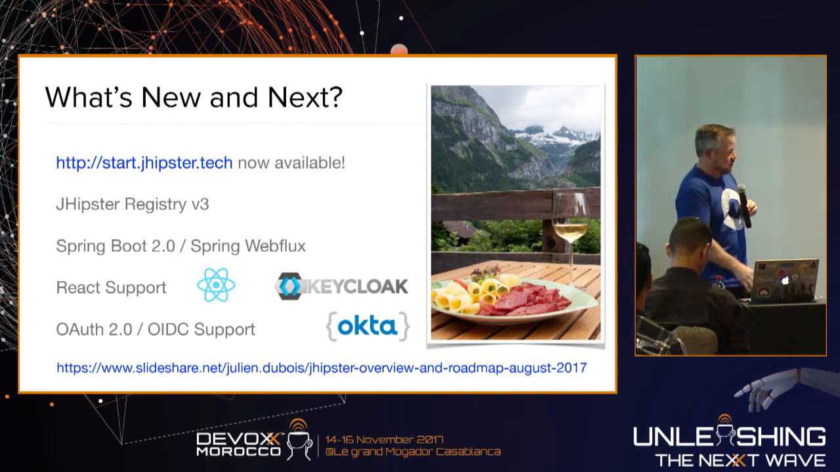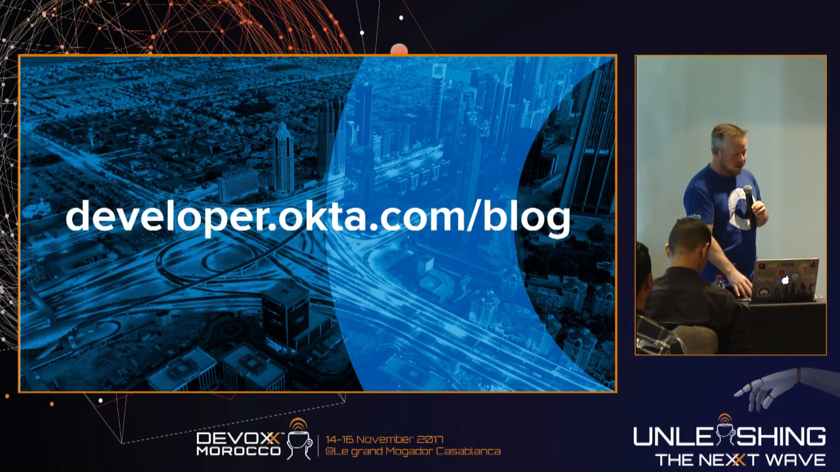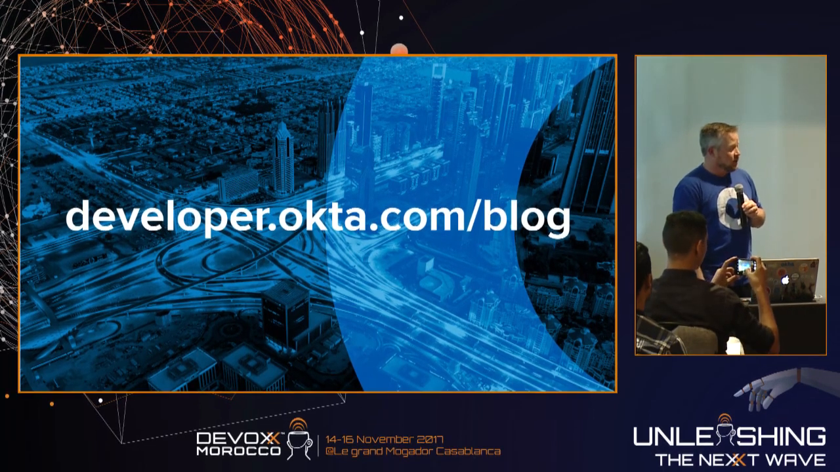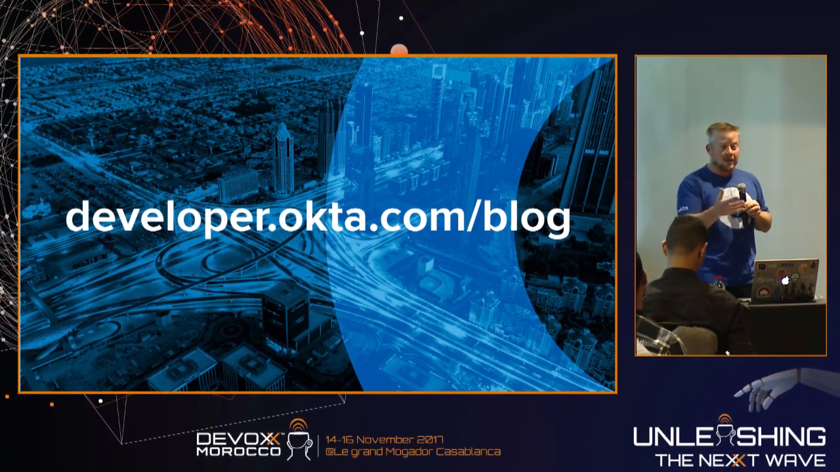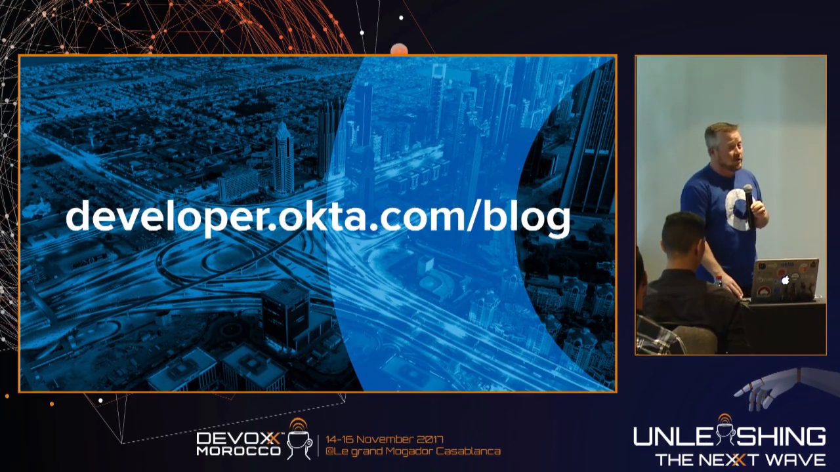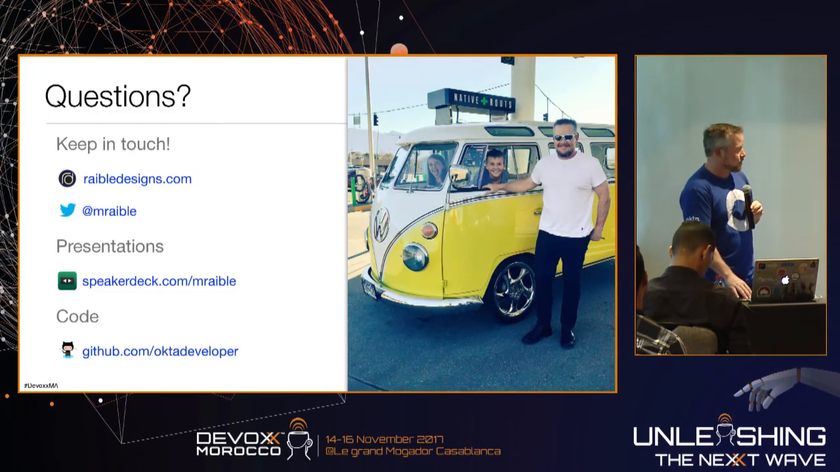And then at the bottom there, there's a SlideShare on the overview and roadmap for JHipster for the rest of this year. I write a lot of tutorials on developer.okta.com/blog. Some of them have to do with authentication. A lot of them don't. I'm just showing you how to use Angular in Spring Boot or Ionic in Spring Boot. So I'd encourage you to check that out. And I keep them up to date. I've already updated some of them that I wrote back in April for Angular 5.